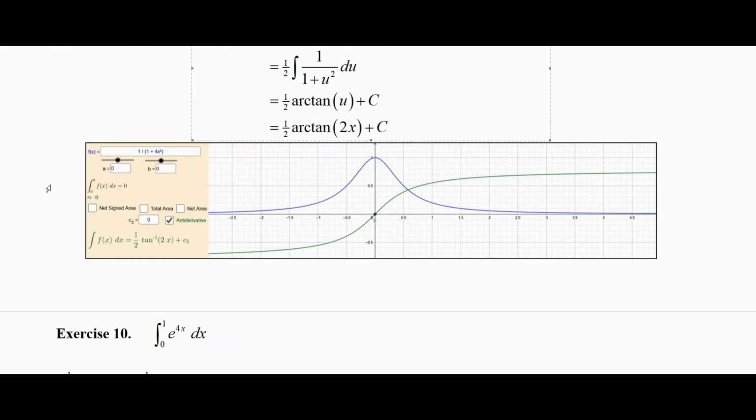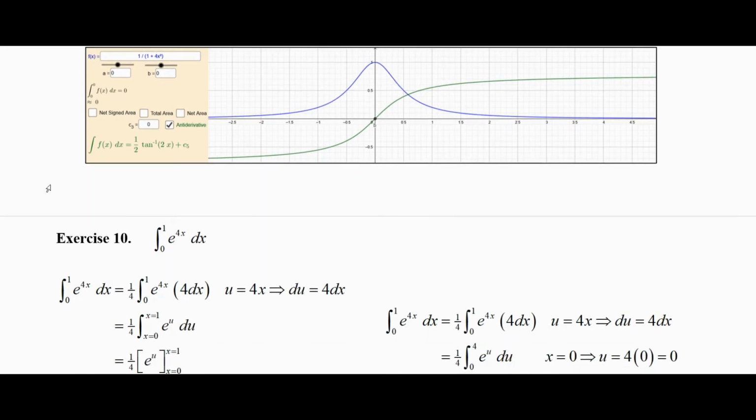All right, here's another one. See if you can do this one yourself. A definite integral from 0 to 1 of e to the 4x dx. Go ahead and press pause. Come back whenever you have it done. Press pause now. Okay, I hope you worked this one out yourself, and now we can just check it.